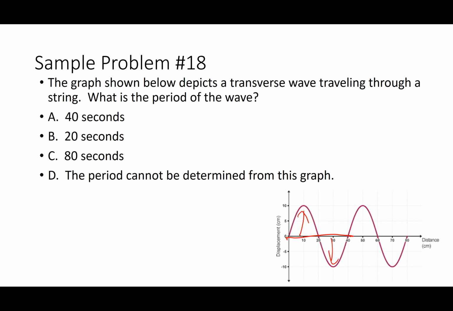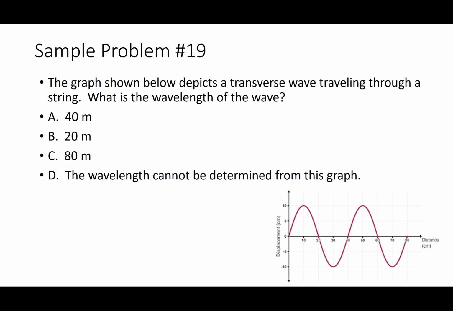This particular graph does not give us the information we need to determine the period or the frequency. This particular graph, a displacement versus distance graph, would allow us to determine the wavelength. It will not allow us to determine the period or the frequency. So our answer here is D.